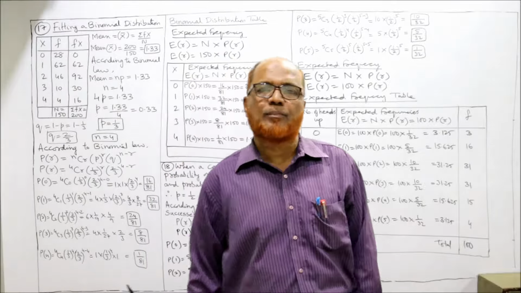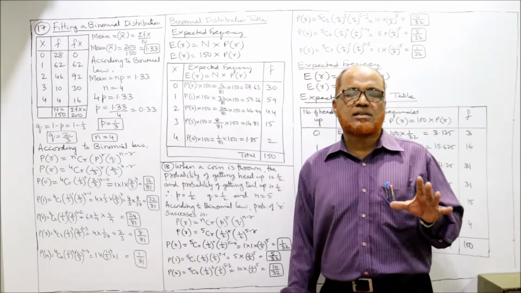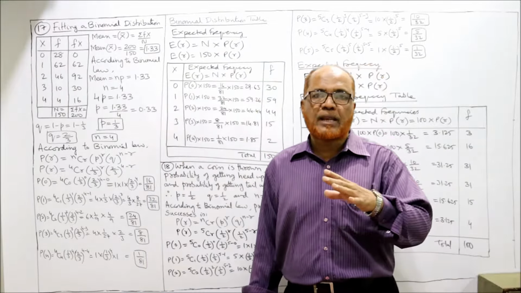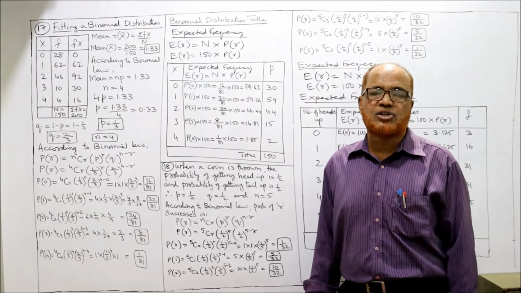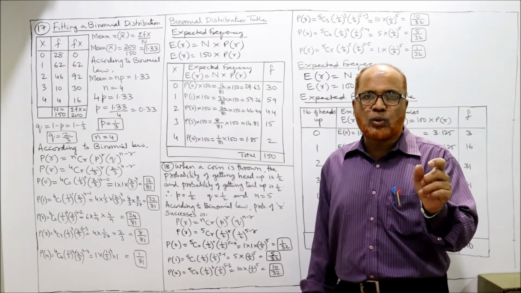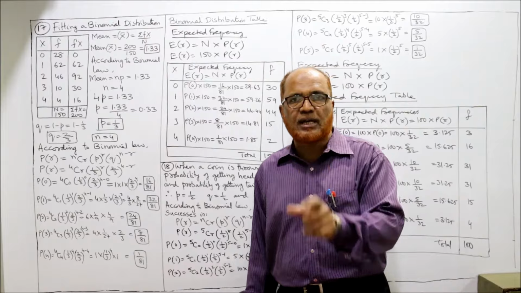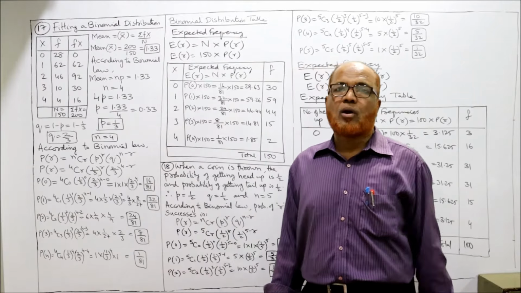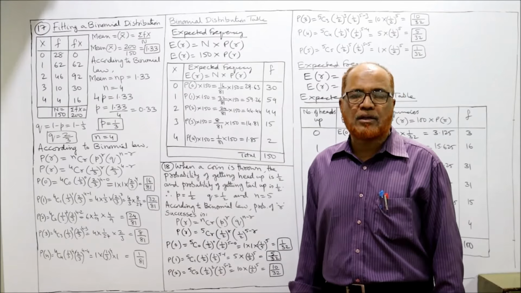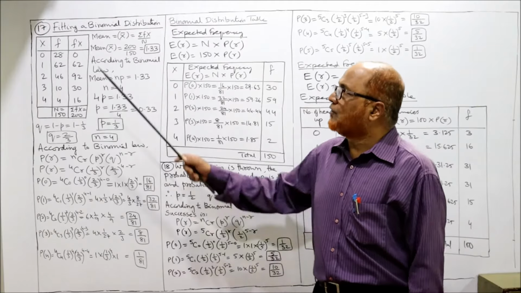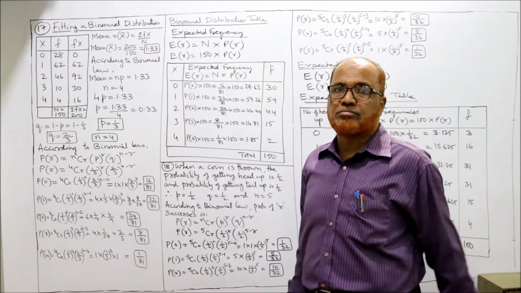This is a new type of problem. Here it is asking you to prepare a theoretical frequency distribution. Theoretical frequency distribution table by applying the law of binomial. Right? So fitting a binomial distribution table.